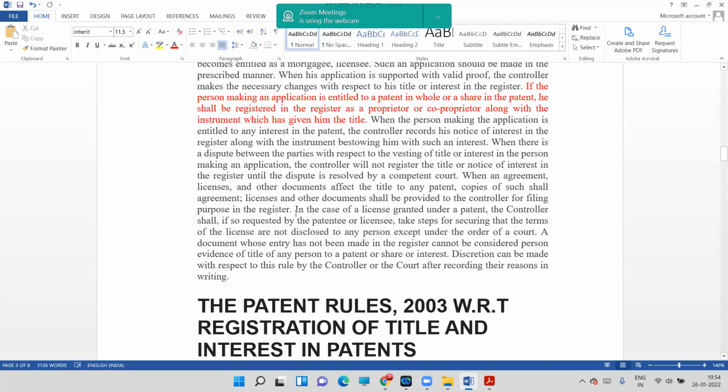Okay. In the case of license granted under a patent, the controller shall, if so requested by the patentee or licensee, take steps for securing that terms of the license are not disclosed to any person except under the order of the court.